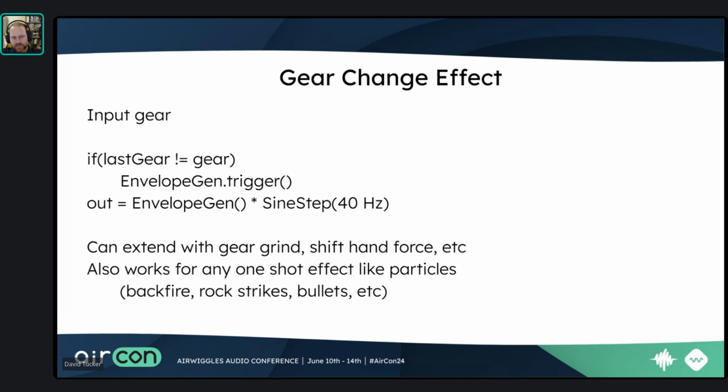It's nicer because we're not having to ramp the effect on and off, it just happens automatically. We don't have to think about it. It's just a Boolean trigger. So it's very convenient.